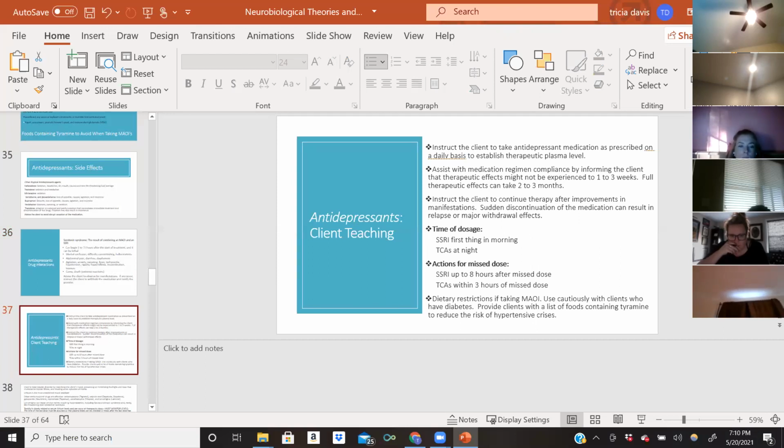You want to assist with the medication regimen compliance by talking to that patient, educating them that that therapeutic effect may not be experienced for 1 to 3 weeks. Full therapeutic results can take 2 to 3 months. So this is why education is so important. And this can be a really long time, 2 to 3 months for someone who's depressed. But education is really key. Instruct the client to continue therapy after improvements in manifestations. Sudden discontinuation of the medication can result in relapse or major withdrawal effects.